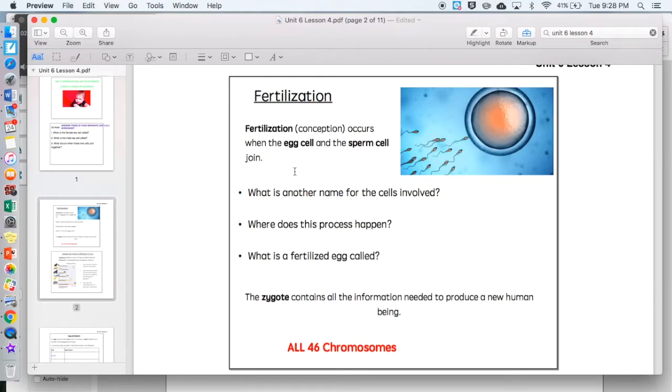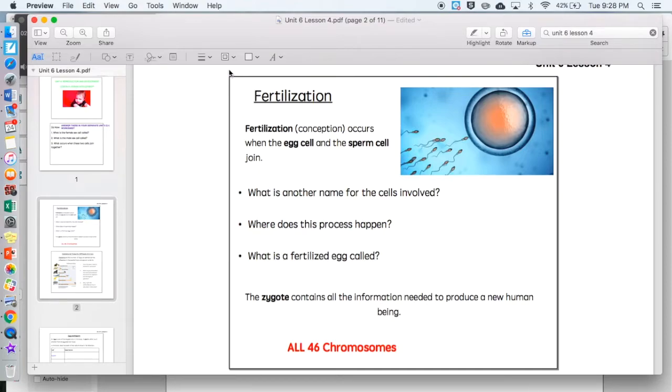Fertilization is the scientific term for conception. That's what that is there. And it occurs when the egg cell and the sperm cell join. So take a moment to think, where does this happen in the body? Dora the Explorer moment. Did you say fallopian tube? Very good. The fetus itself will develop in the uterus, but it gets fertilized in the fallopian tube.